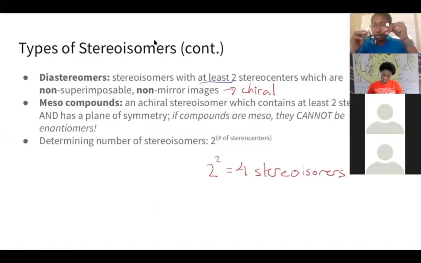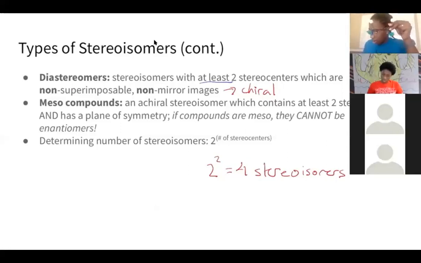Exactly. Well, almost exactly. Meso compounds, the most important thing that I want you guys to remember right now is that they are achiral. They have at least 2 stereocenters, and they have a plane of symmetry. The diastereomers, they are chiral, and they're non-superimposable, non-mirror images. I know that's a lot to take in, but we will definitely try and go over these terms as much as we can during study group and homework, so you guys really get to internalize the definitions.